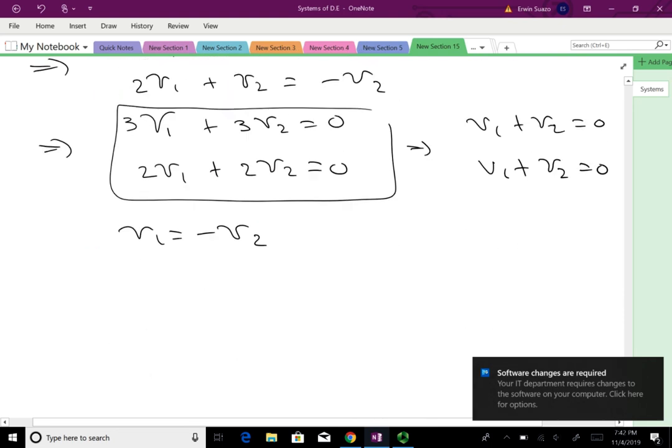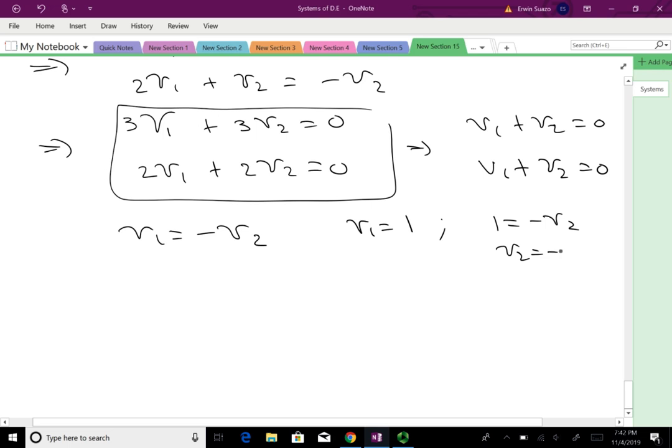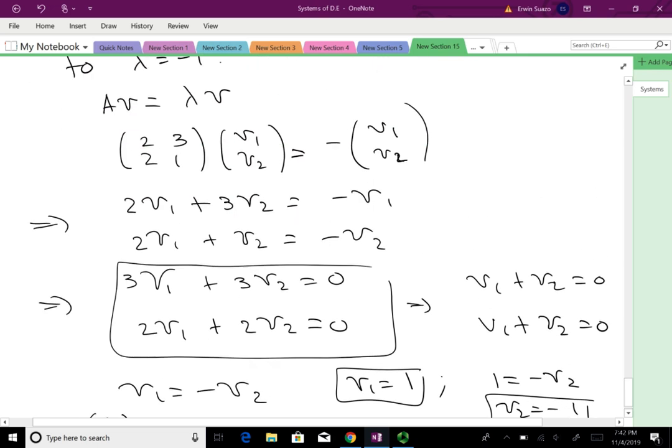So let's say I choose B1 equals 1. Then I get 1 equals minus B2, so B2 equals minus 1. So this is my eigenvector for minus 1. Let's say you don't believe me.